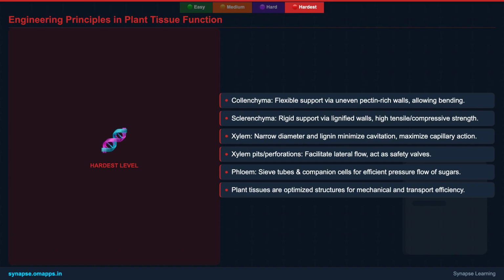In fluid dynamics, xylem's narrow, lignified vessels and tracheids minimize cavitation and maximize capillary action, defying gravity to transport water, a feat of natural plumbing. Phloem's pressure flow mechanism, driven by active sugar loading, is a sophisticated system for resource allocation, ensuring efficient nutrient distribution throughout the plant, much like a complex irrigation network.